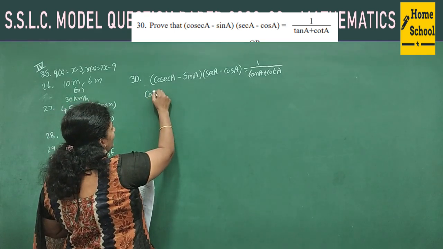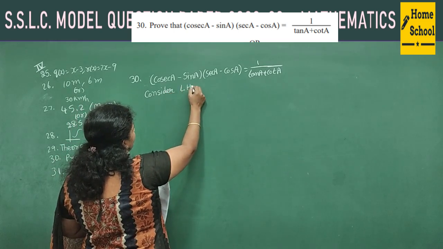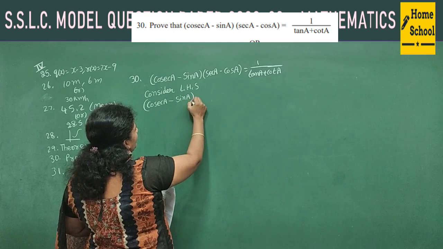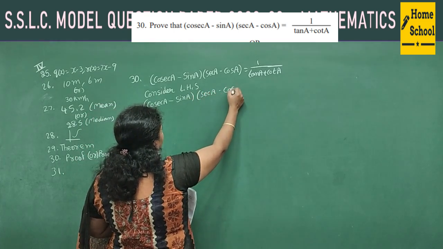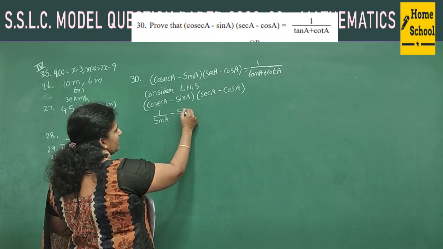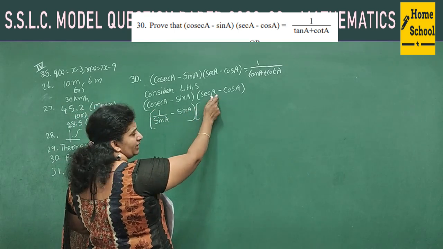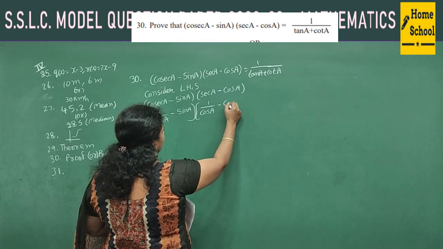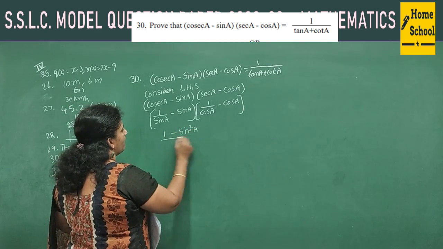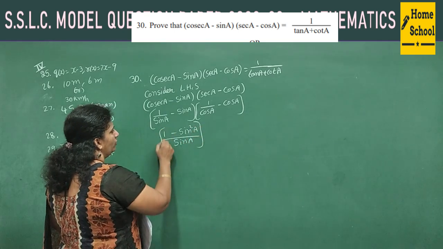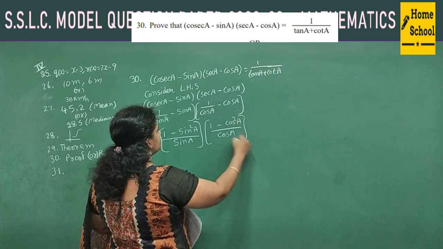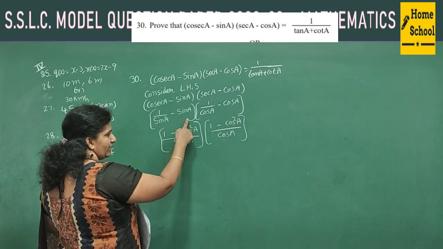Now let me consider left hand side. Cosecant A minus sin A into secant A minus cos A. Cosecant A I can write as 1 by sin A minus sin A, into secant A can be written as 1 by cos A minus cos A. Now do LCM. 1 minus sin square A by sin A into 1 minus cos square A by cos A. Understand here, cos A and 1 LCM is cos A, sin A and 1 LCM is sin A.